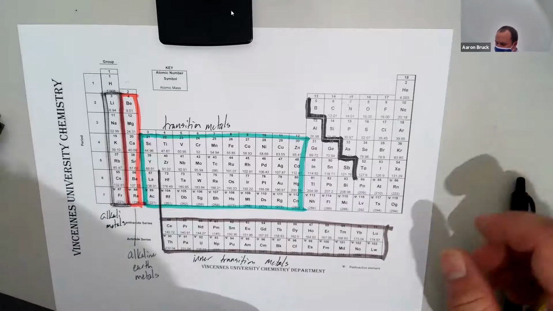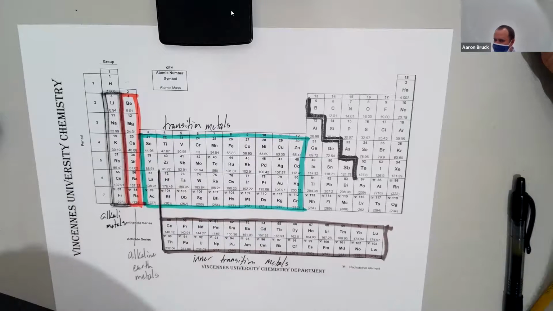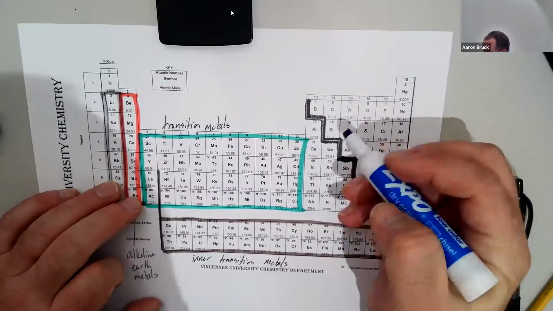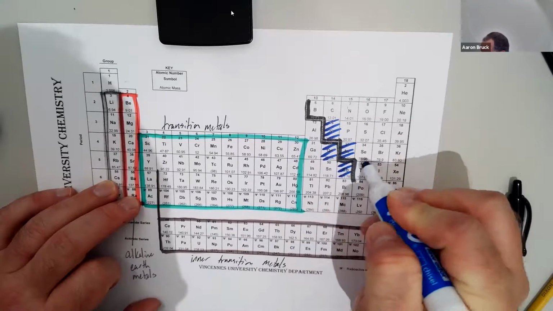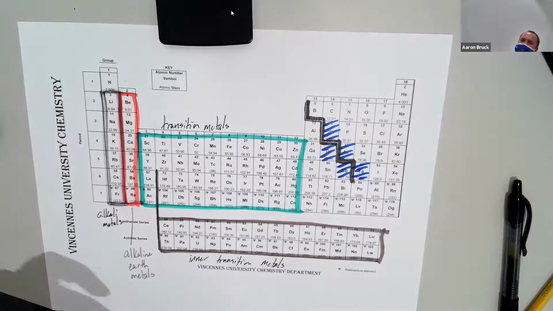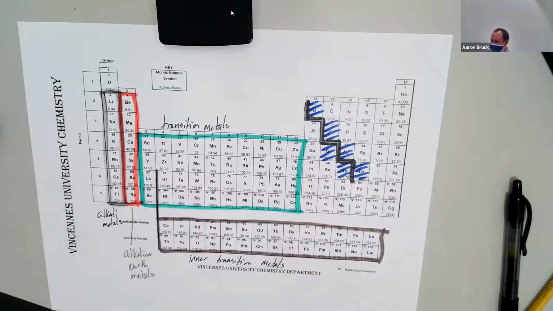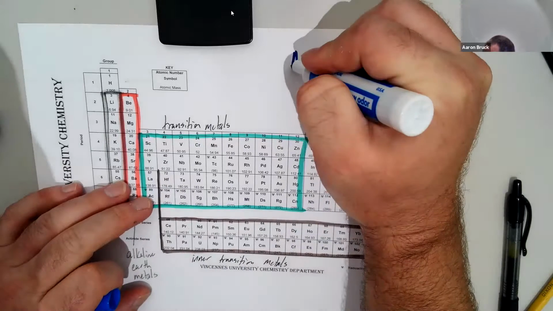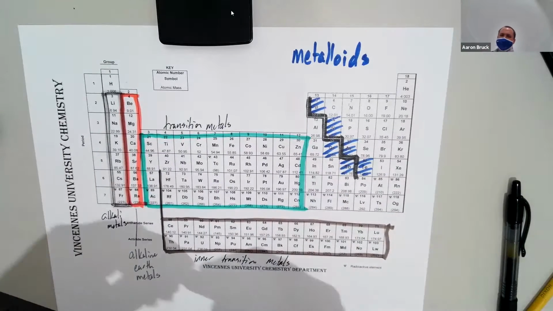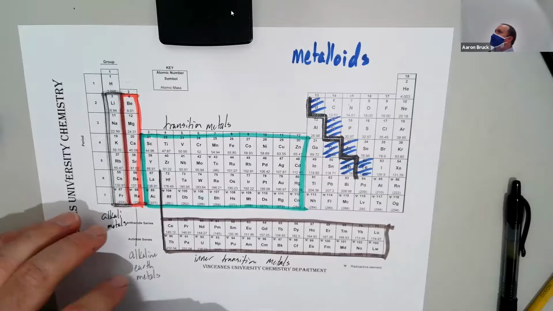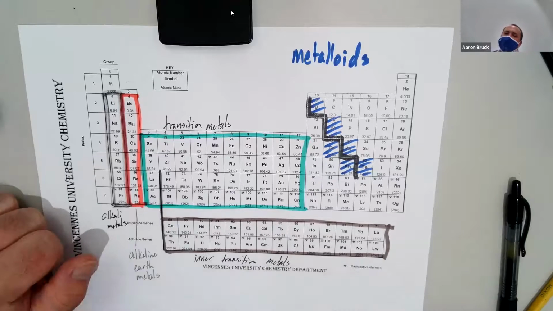And in particular, we want to highlight some of these because these compounds that I'm highlighting in blue here actually have a very special kind of recognition. These blue ones are called the metalloids. Metalloids are kind of special in the sense that they have both metallic and non-metallic properties.